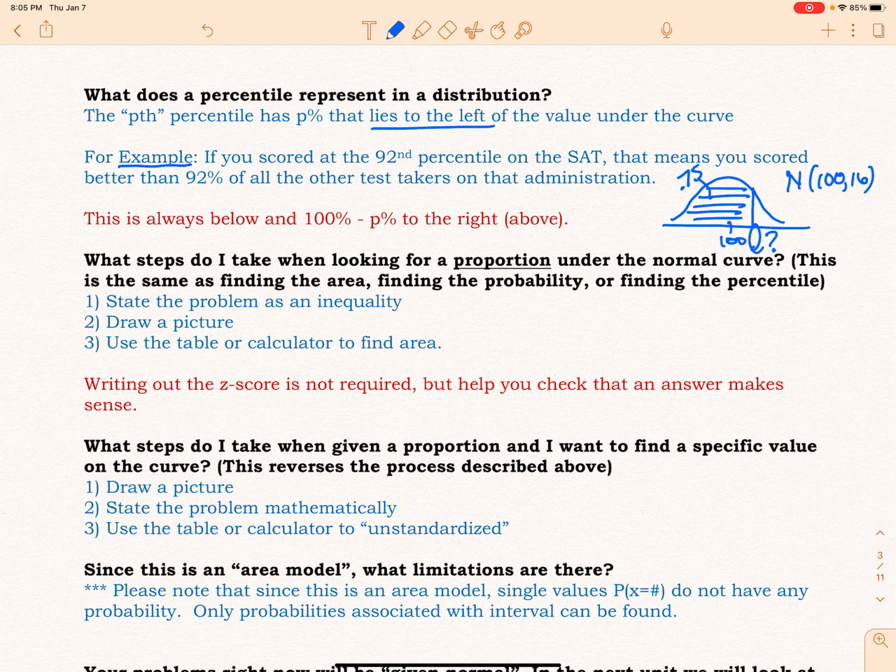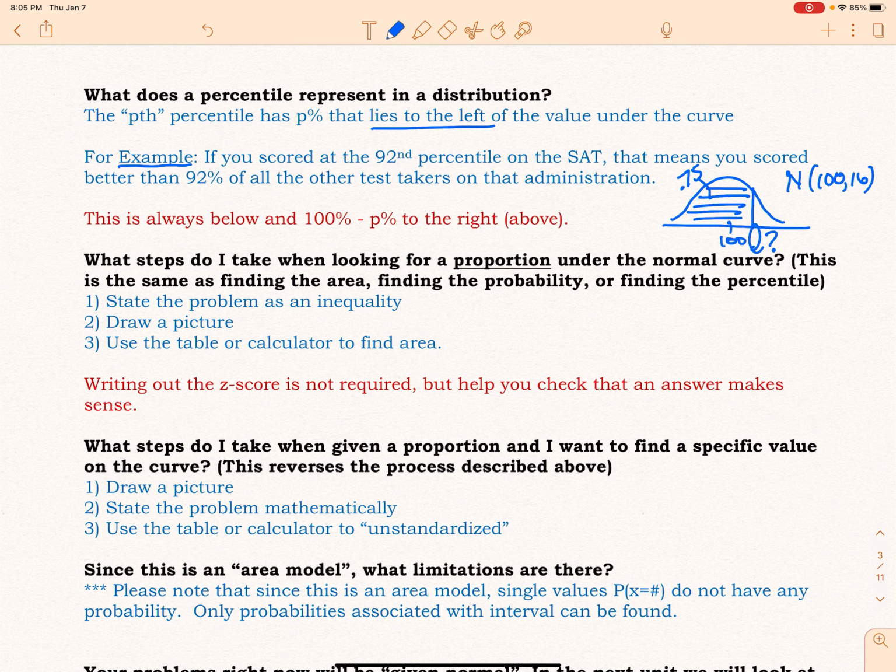So you need to remember that. That's the key to remembering about a percentile. If I want a percentile, I'm shading to the left. It is always below.